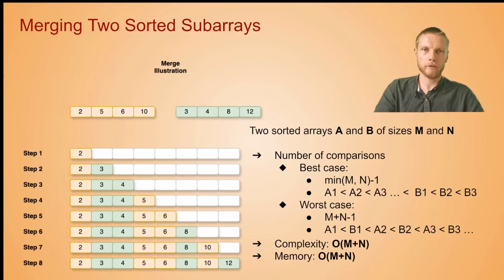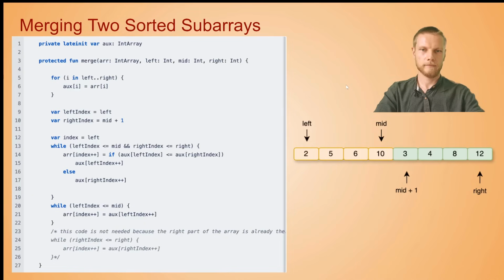So the asymptotic runtime complexity in terms of big O is O of m plus n. Memory required for the merging is also m plus n, because we need to have an array where we place the result. Let's have a look at the implementation.